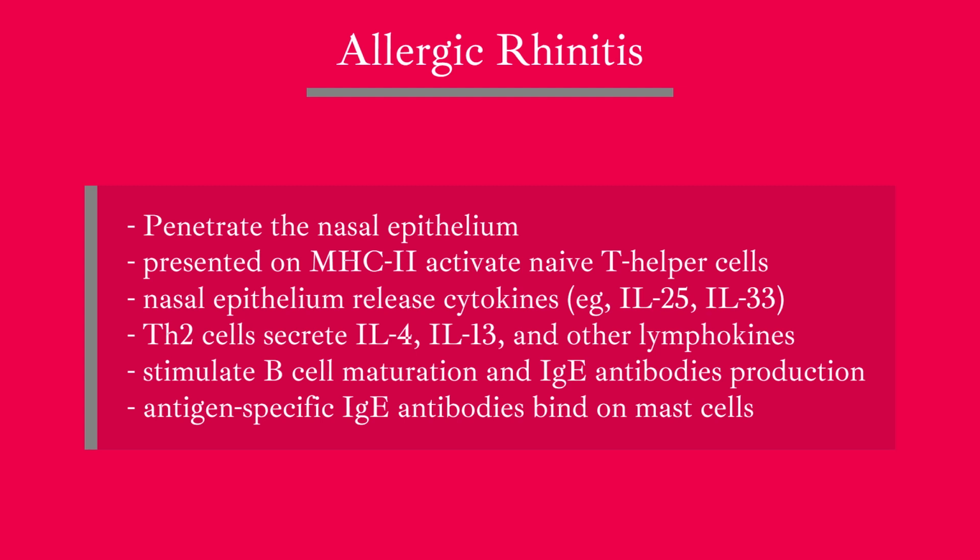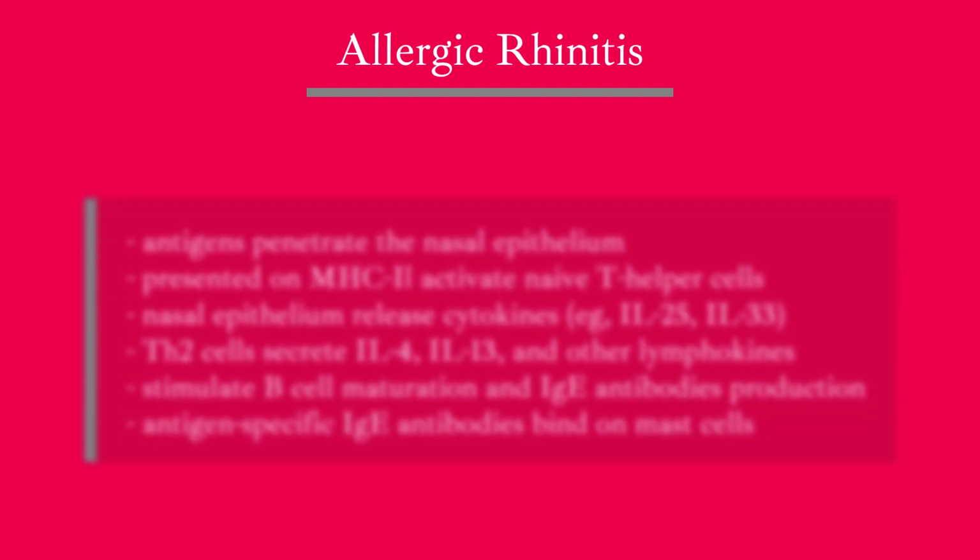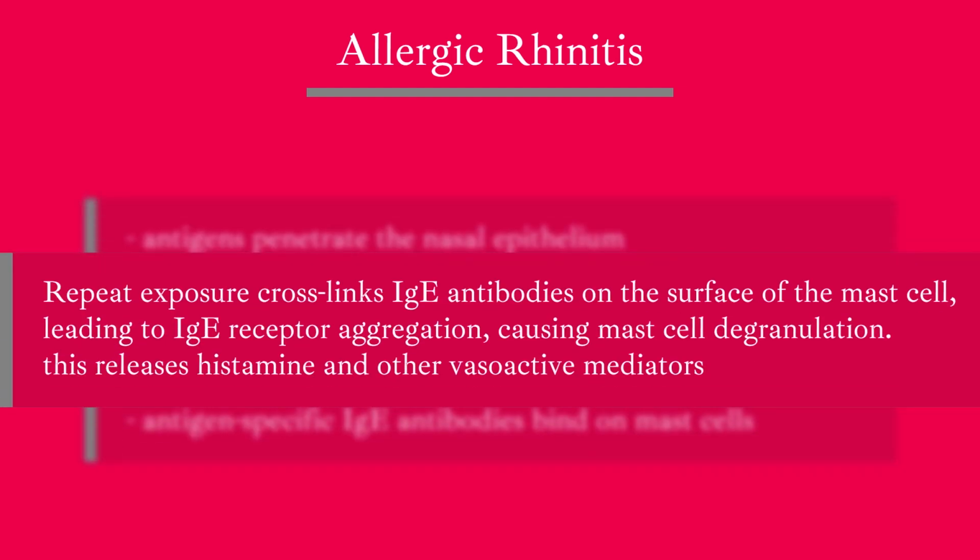to differentiate into Th2 cells that secrete interleukin-4 and interleukin-13, and other lymphokines that stimulate B-cell maturation and production of IgE antibodies. Antigen-specific IgE antibodies then bind to the high-affinity IgE receptor on mast cells, priming the patient for an allergic response. Repeat exposure to the inhaled antigens, like on subsequent visits to the farm, cross-links IgE antibodies on the surface of the mast cell, leading to IgE receptor aggregation, which causes mast cell degranulation.